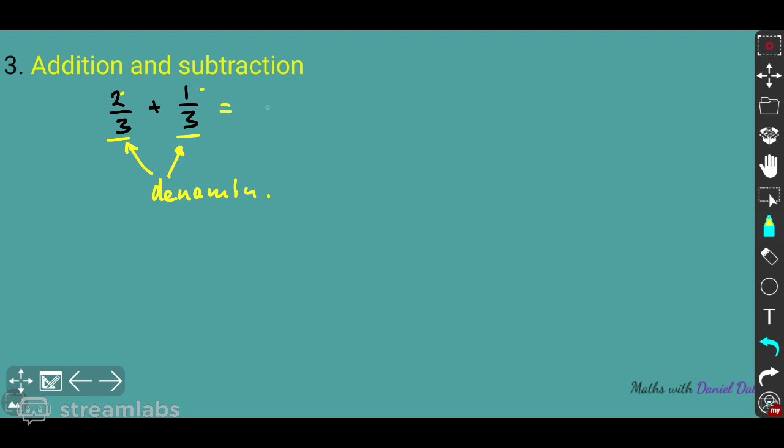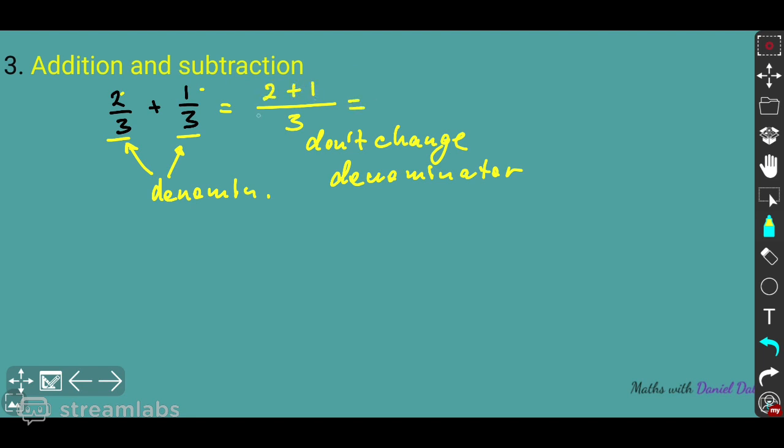So the result in this case is going to be, we leave 3, we don't add denominators, we leave it as it is. Don't change the denominator, just add the top ones. In this case you simply add 2 and 1 and you'll get 3 over 3, which is 1.